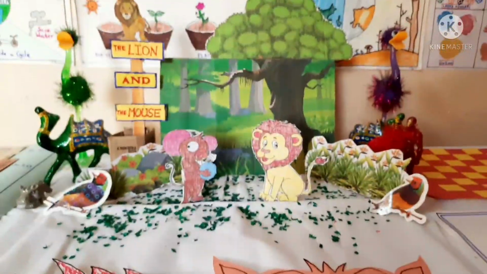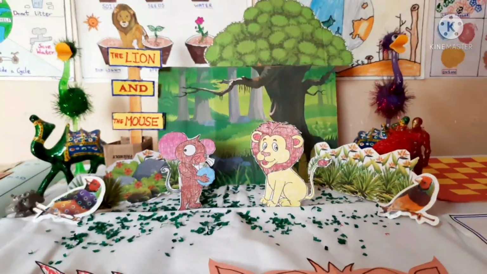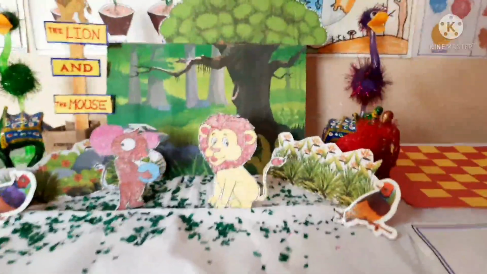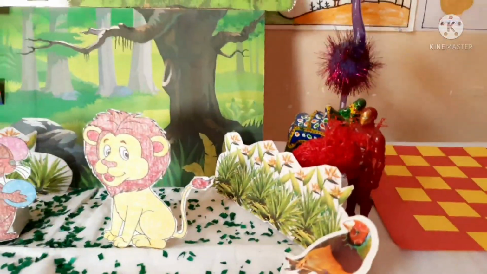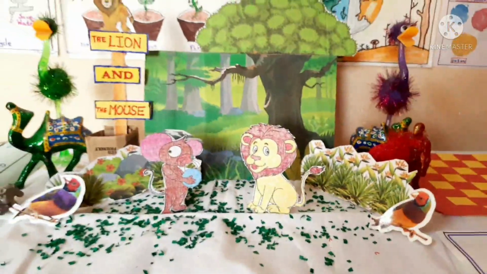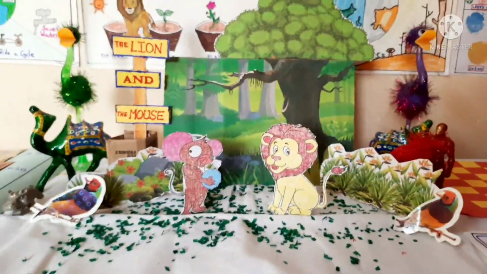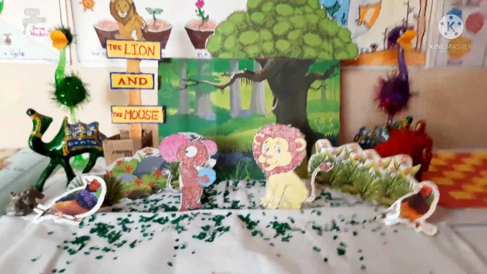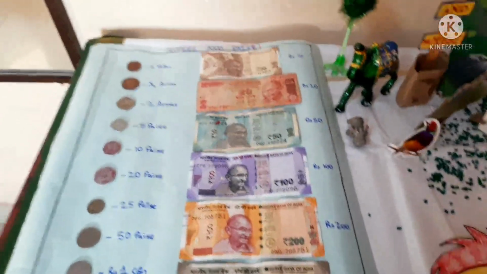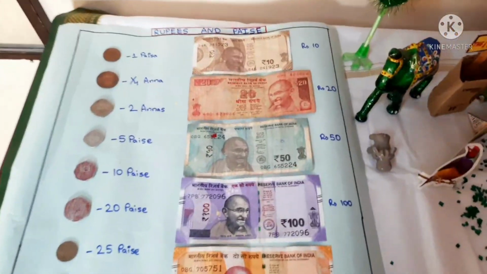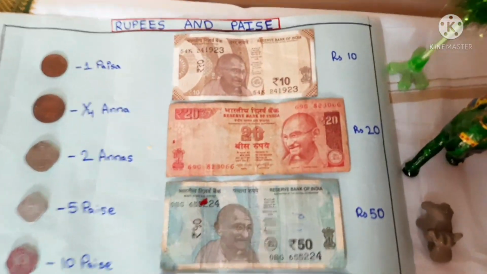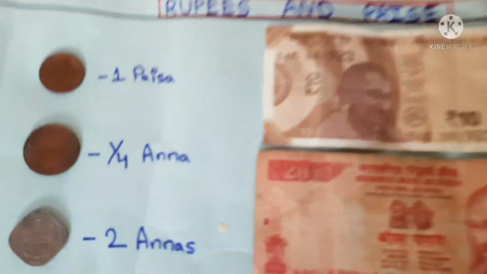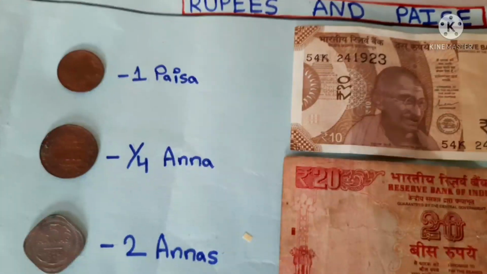This is lion and mouse storytelling using puppets. I have prepared lion and mouse puppets to explain this story. This is rupees and paisa chart. These are original coins and notes collected from my parents and my grandparents.